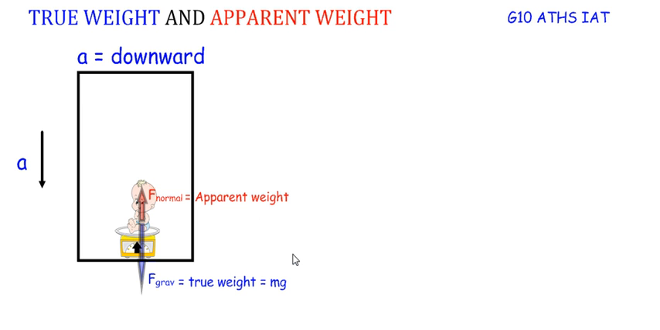However, when the lift is moving at constant speed, whether it's moving up or down, then there is no net force, there is no acceleration, and therefore the normal reaction and the weight forces are equal.